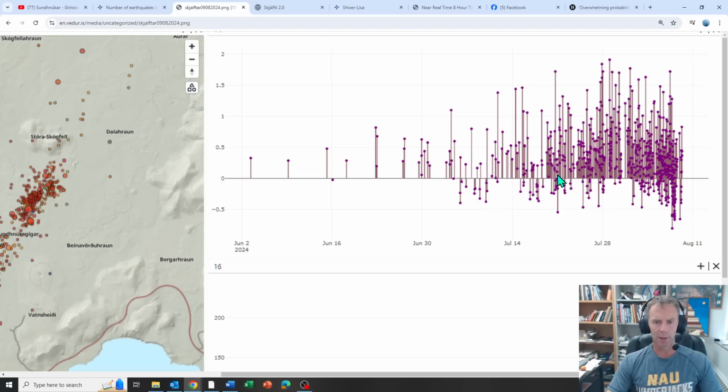So we can see bigger earthquakes on this. The biggest earthquakes here were around magnitude 1. Now we're routinely seeing ones over 1.5 and approaching magnitude 2. So this is magnitude over time.